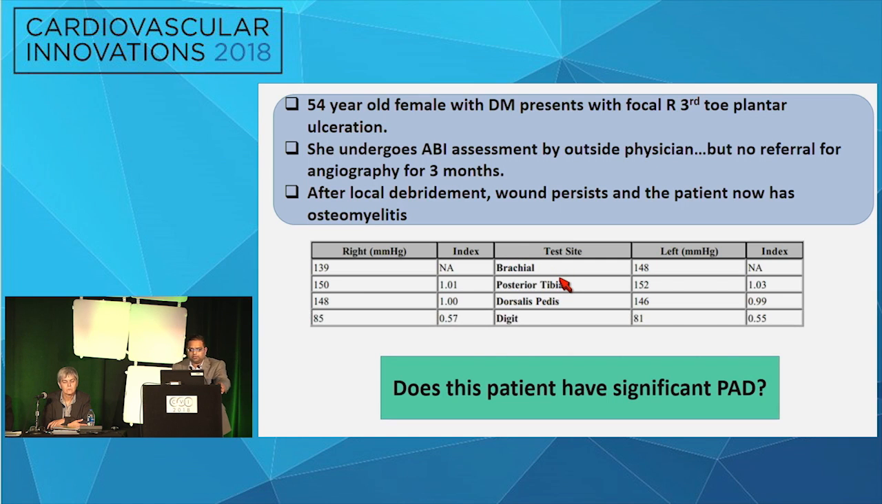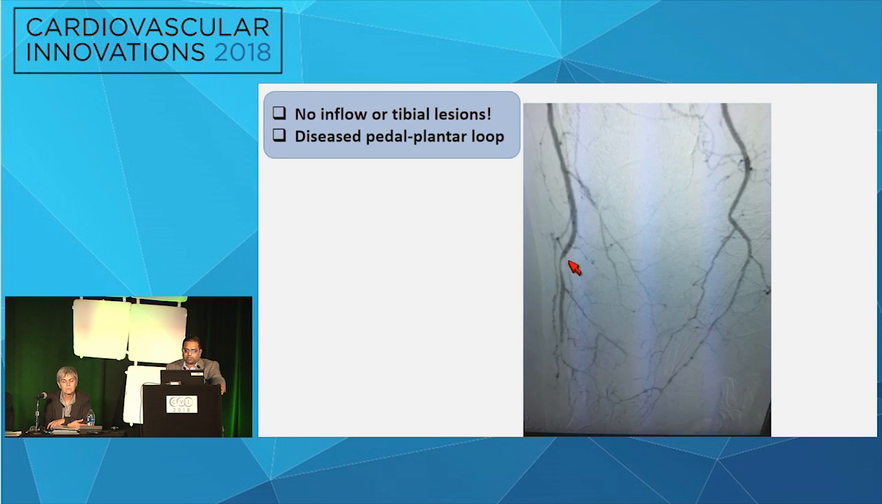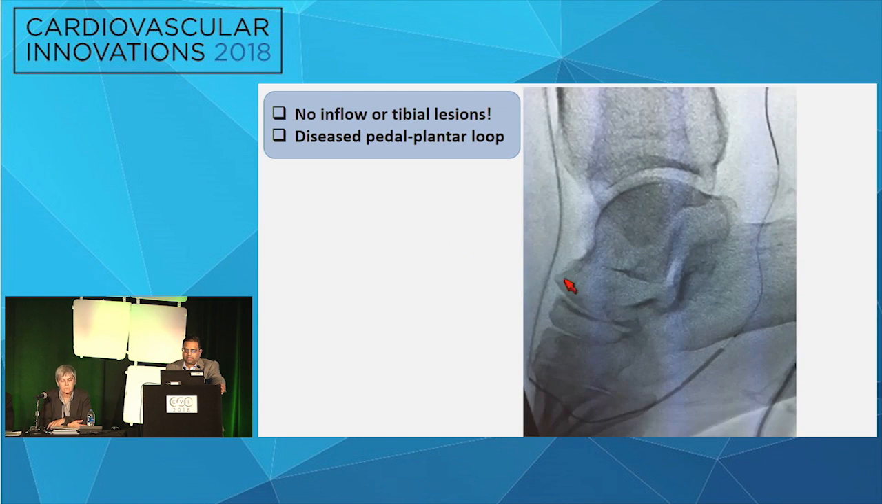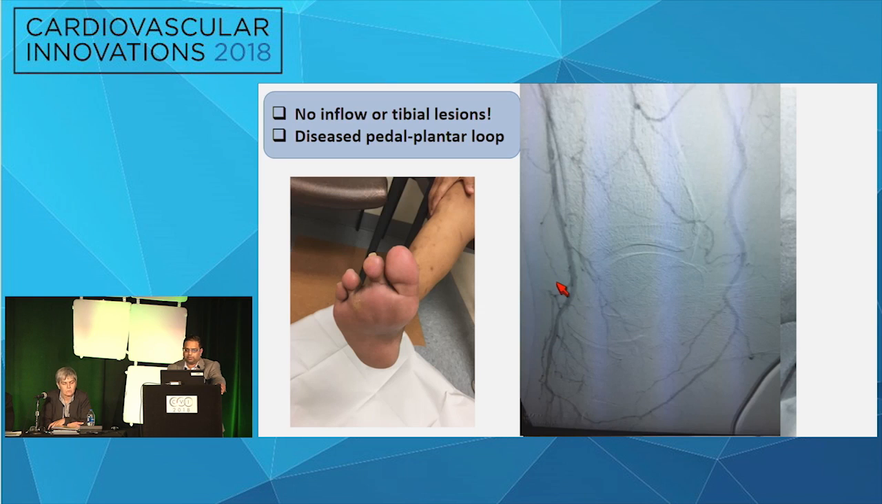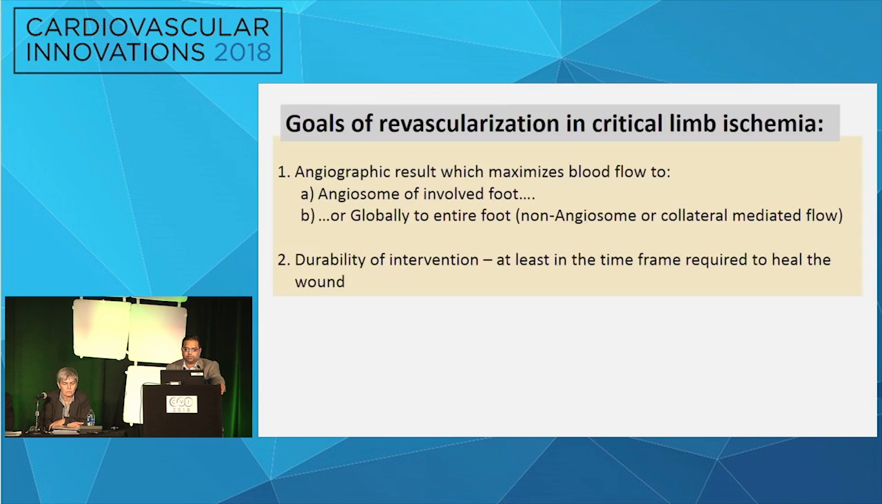And as we've seen, we have to look further, and the digital toe brachial indices are abnormal. So when we actually do an angiogram, she really has no inflow or tibial disease and has a diseased pedal plantar loop, as you can see, diffuse disease, undergoes successful angioplasty, and then is able to heal her amputation. And so what this really points to is the fact that the ABI is a very crude test, and particularly in critical limb ischemia, we have to be careful with it.